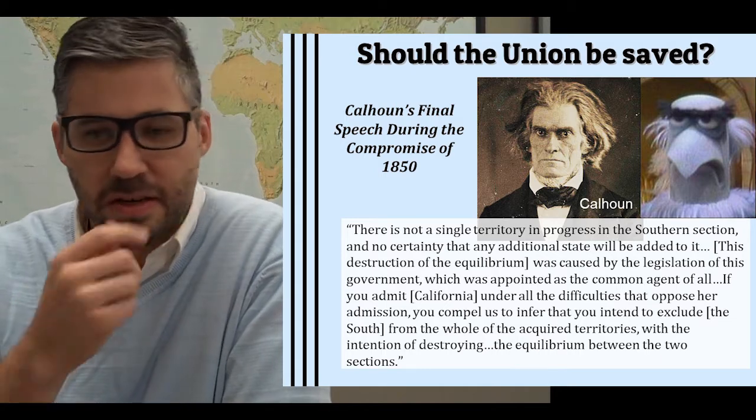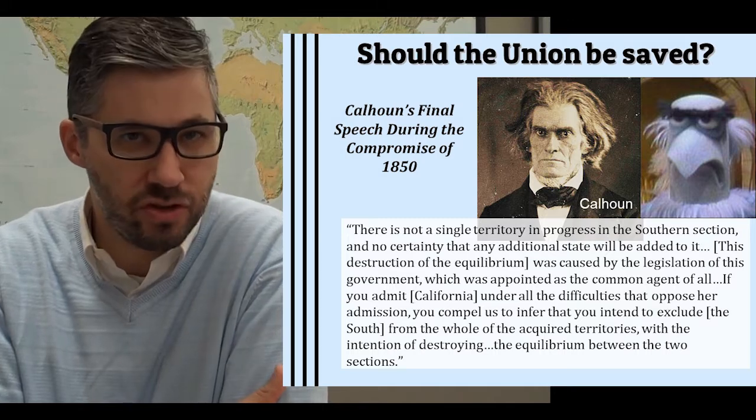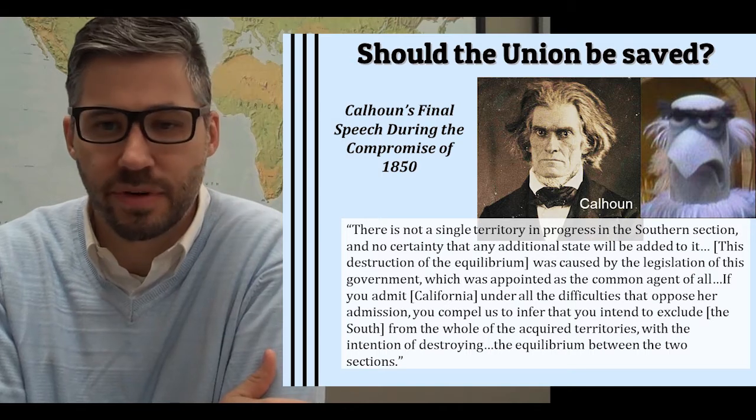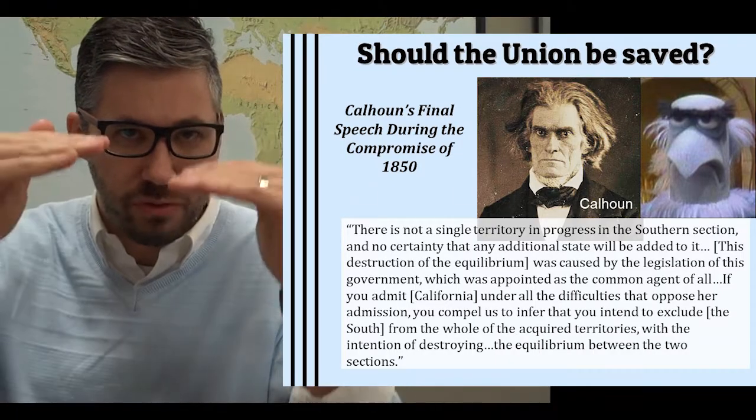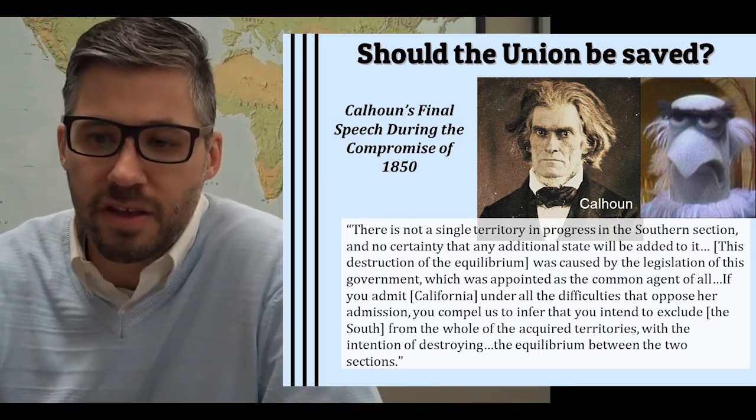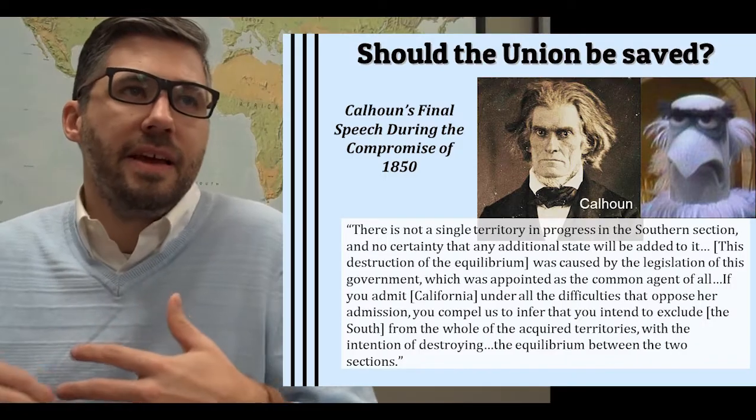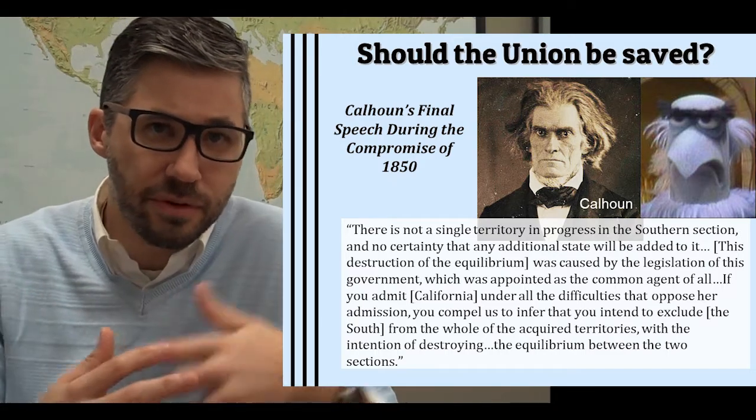I want to read a portion of it here, where Calhoun is describing the South's position as they're sort of being told to accept this reality of California's admission as a free state. He says, "There is not a single territory in progress in the southern section, and no certainty that any additional state will be added to it. The destruction of the equilibrium," and here he means the equilibrium between slave and free states, "was caused by the legislation of this government, which was appointed as the common agent of all." He's saying the government should be representing all states, and right now it's acting only to favor the free states.